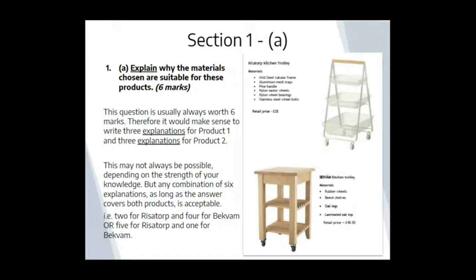So make sure, even if you are only covering 2 properties of the first product, you cover 4 for the other products to a maximum of 6. Or you might even do 5 for the first one. As long as one of your explanations covers the other trolley, then you've covered both products in your answer.